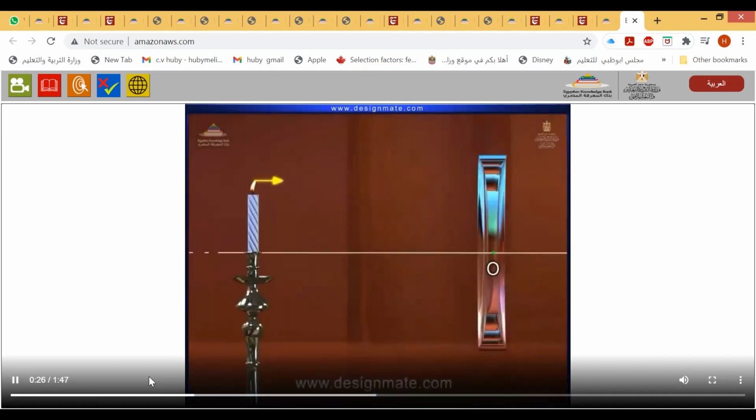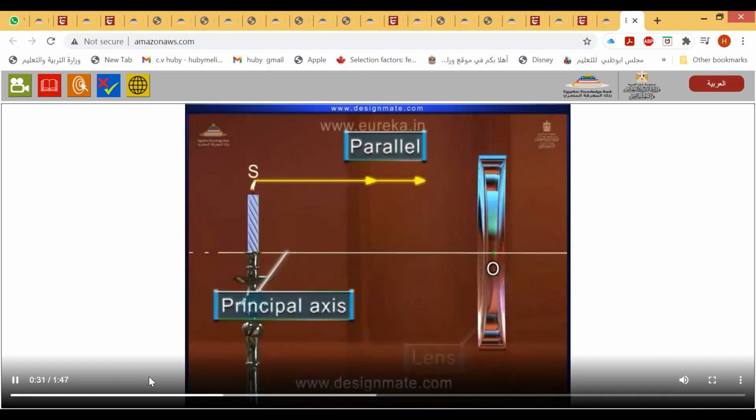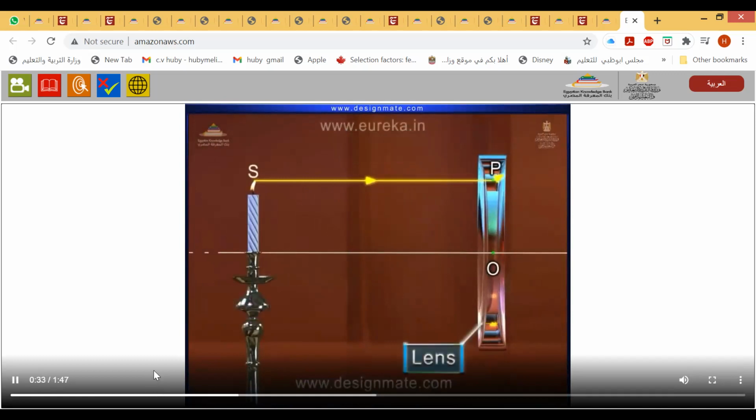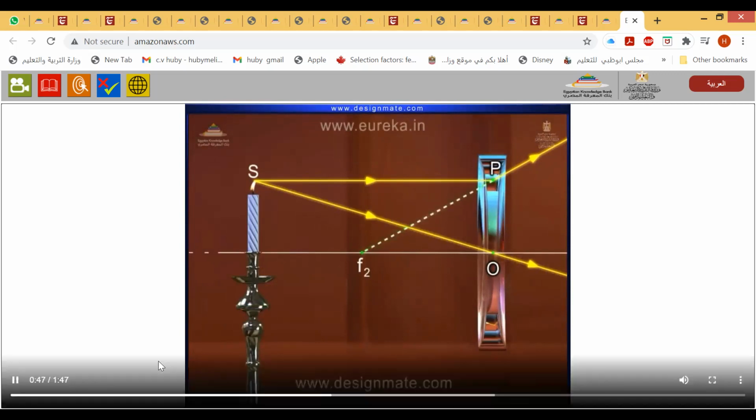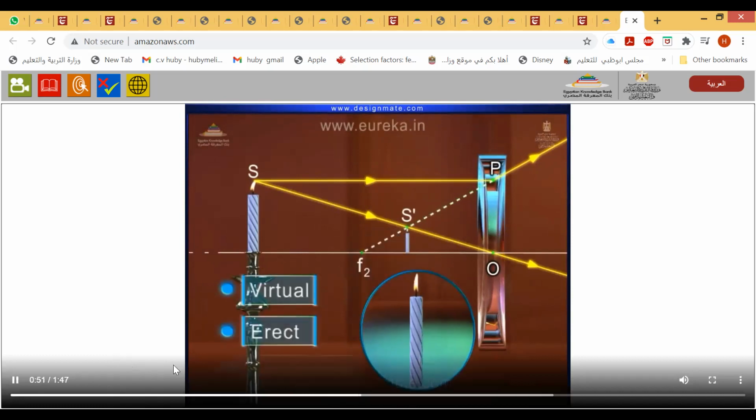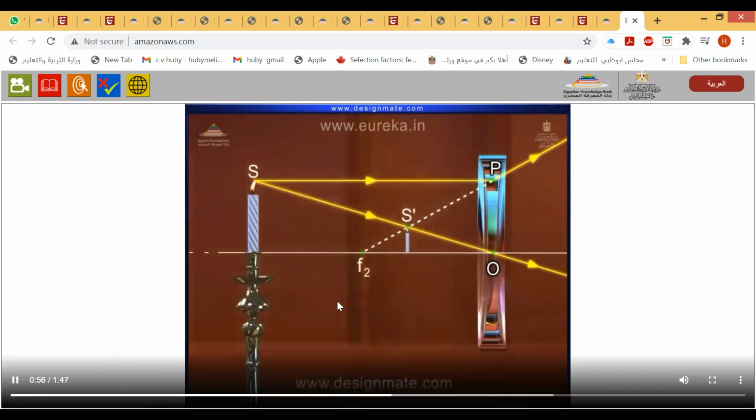A ray is emitted from top of the candle S. This ray travels parallel to the principal axis and reaches the lens at point P. The ray gets diverged through the lens, but on producing backwards, it appears to intersect F2 at the focal point. Another ray from the candle passes through optical center O of the lens. This ray intersects the previous ray at point S'. A virtual, erect, and diminished image is formed at this point S'. The image is formed on the same side of the lens as the object.